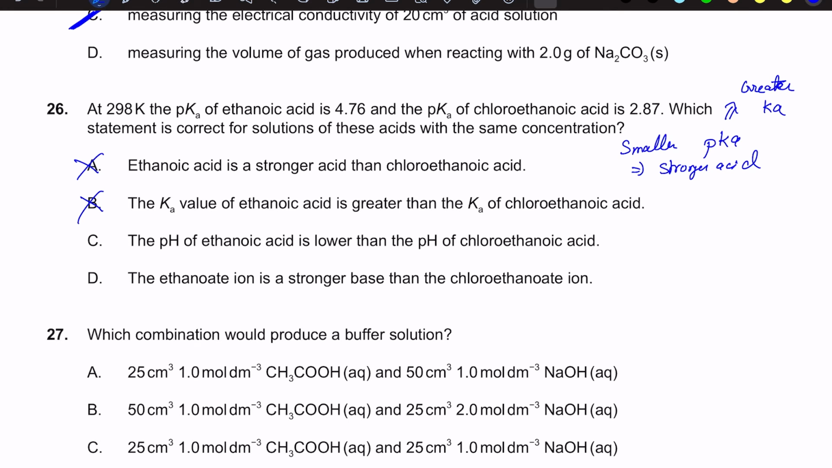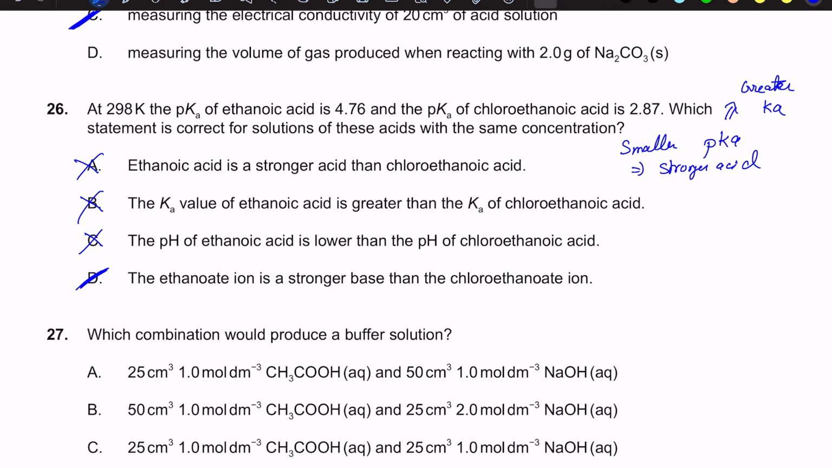pH of ethanoic acid is lower than pH of chloroethanoic acid, this is also wrong. Because if you have solutions with same concentrations, chloroethanoic acid is a better acid. So the pH will be lower for chloroethanoic acid, not ethanoic acid. And last is the ethanoate ion is stronger base than chloroethanoate ion. D is correct because ethanoic acid is a weaker acid. If it's a weaker acid, its conjugate base, which is ethanoate ion, will be stronger than the chloroethanoate ion of the stronger acid.